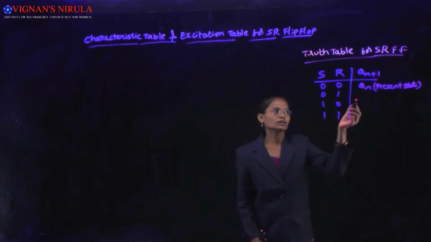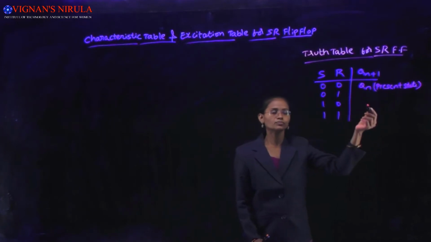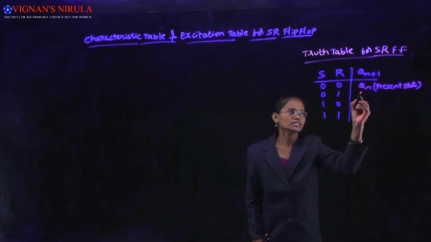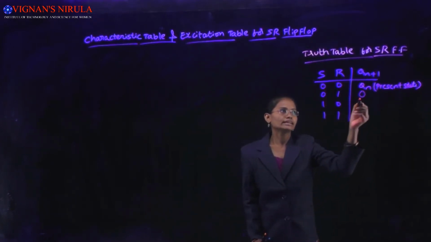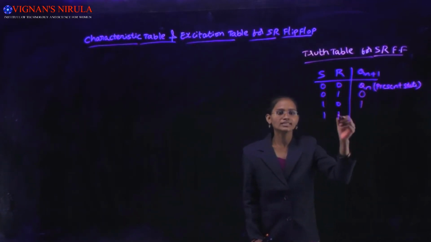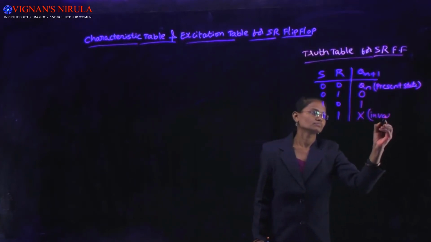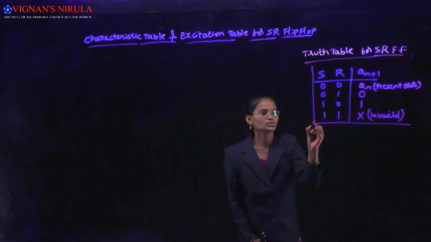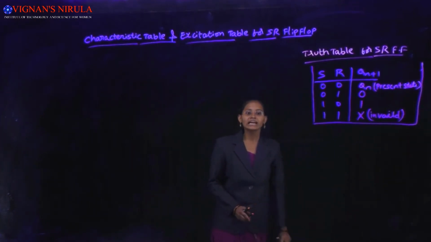Here the present state is 0 and the next state is also produced 0. Next, set is 0 and reset is 1, then the next state is reset. Set is 1 and reset is 0, the next state is produced set, that is 1. Next, S is 1 and R is also 1. This is the invalid state. This is the truth table for SR flip-flop. Next, see the characteristic table.